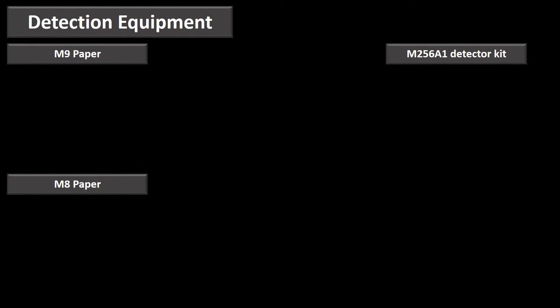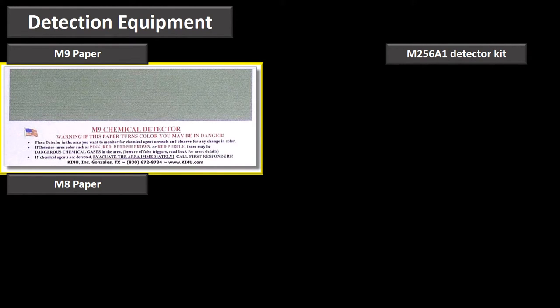So your M9 paper, it'll look similar to this. You'll expose it to the liquid in question, and it's either going to turn pink, reddish brown, red, or purple. And it's going to detect either a nerve agent or a mustard agent, but you cannot differentiate. Okay, these colors do not mean a specific agent. It just means that either a nerve or a blister agent is present in a liquid form.